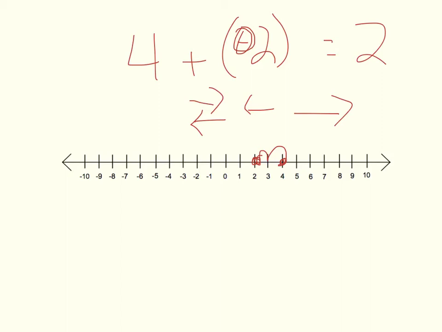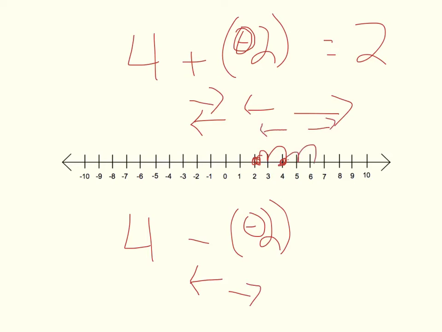Okay, now what if I said 4 minus negative 2? I would start at 4 again, and remember, anytime you see minus, it means move to the left. But every time you see negative, it means do the opposite, so we're now going to go to the right. So if I start at 4, I would have gone to the left, but now I'm going to move to the right 2 spaces, and therefore get 6. So 4 minus negative 2 is positive 6.